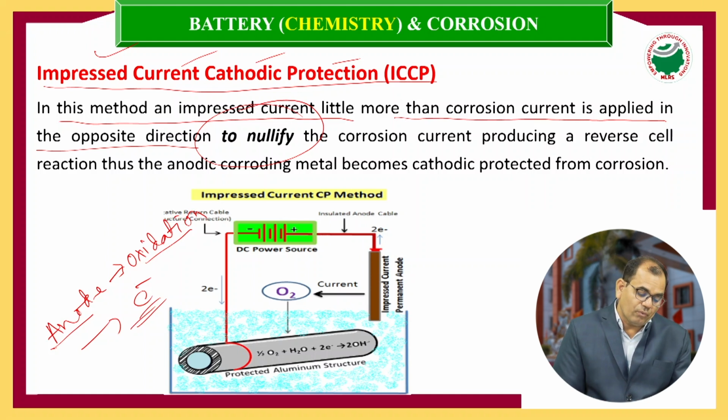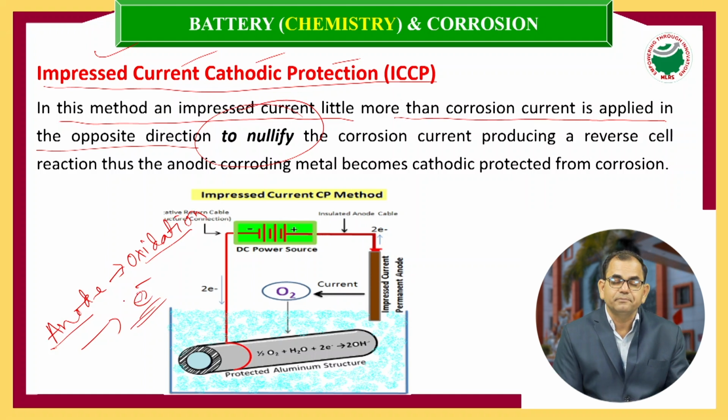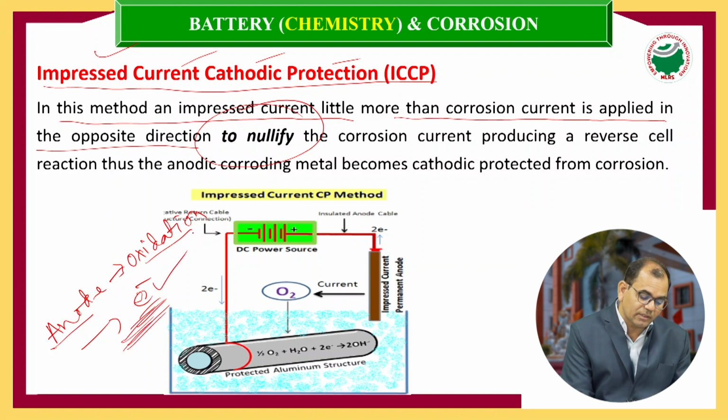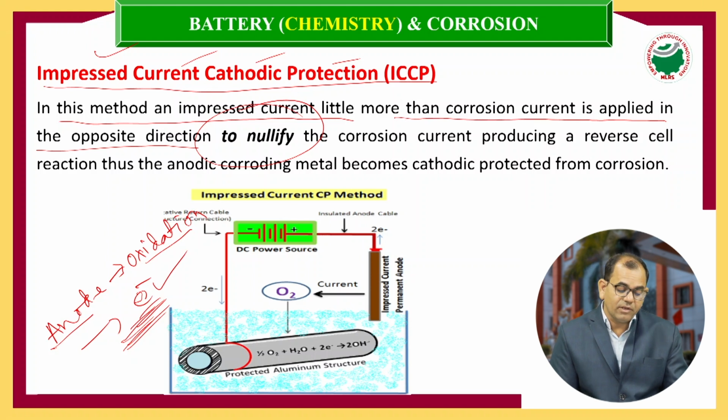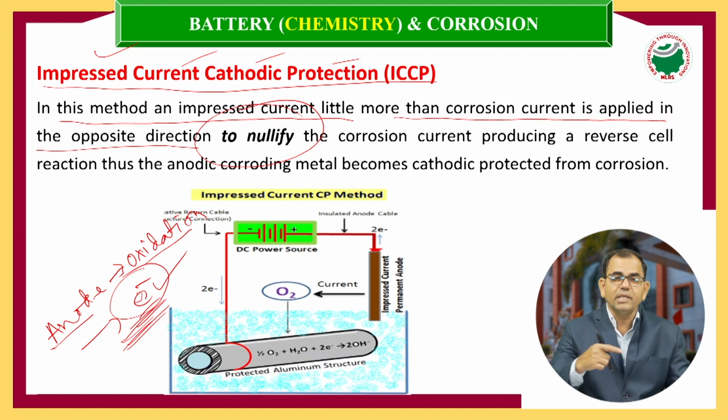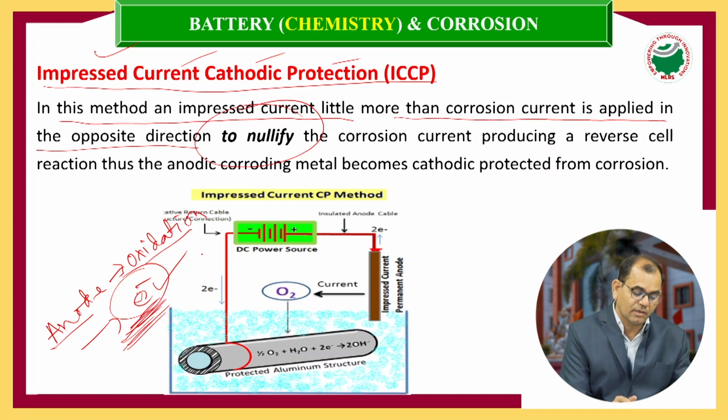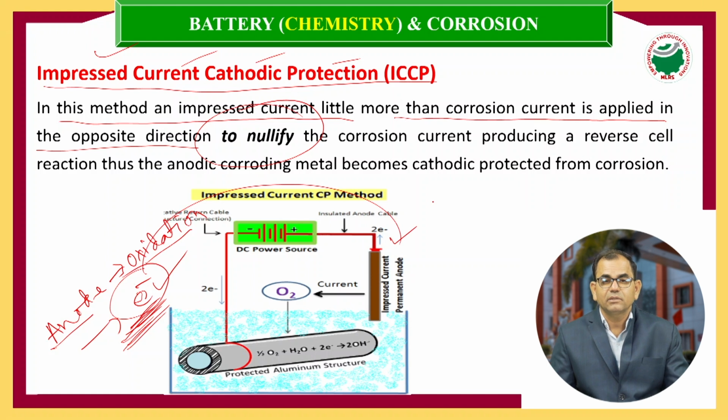Now, before these electrons reach the cathode, if you send some external current, meaning outside current, which is greater than the electrons released at oxidation, then we can nullify these oxidation electrons. That means we are killing the oxidation electrons by sending an external current greater than these electrons. That means these electrons are not reaching the cathodic part. Then there is prevention of corrosion.